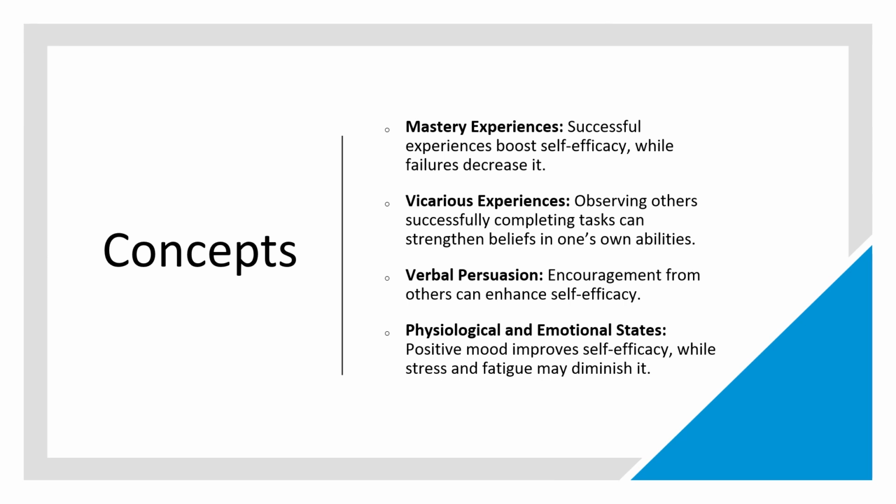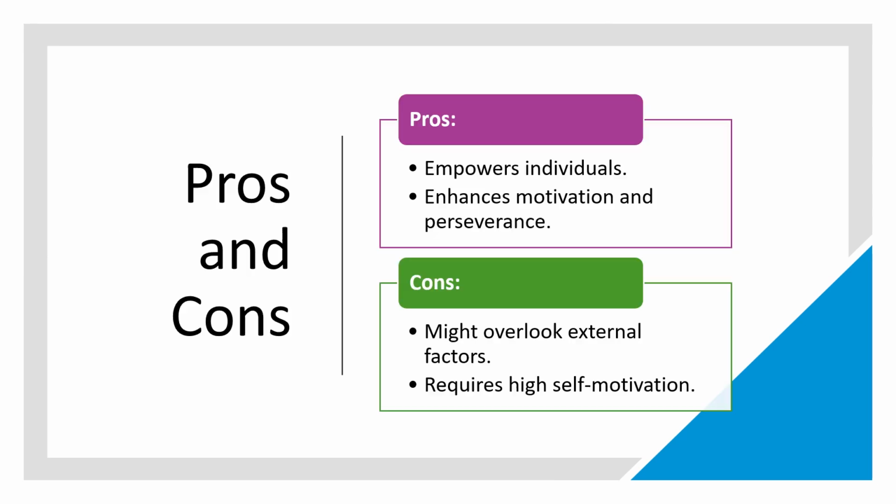It has four key concepts. One is mastery experiences, which is successful experiences that boost self-efficacy, while failures decrease it. The next one is vicarious experiences, and that is observing others successfully completing tasks can strengthen beliefs in one's own abilities. And verbal persuasion is the third one, and this is encouragement from others that can enhance their sense of self-efficacy. And physiological and emotional states. And this is positive moods that improve our sense of self-worth or self-efficacy, while stress and fatigue may diminish it.